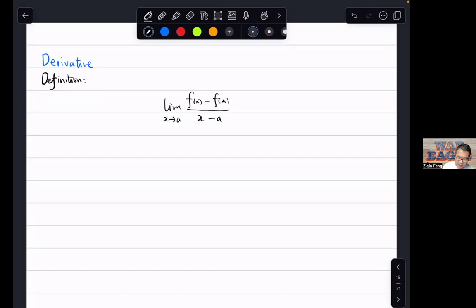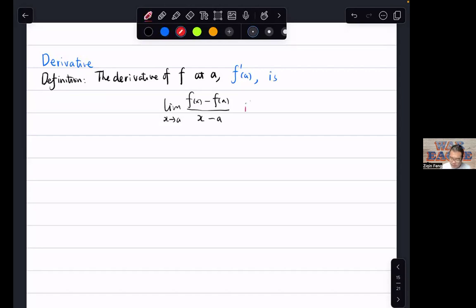So we call that the derivative of f at a. We don't want to write this all the time, so we give a notation for that, which is f prime of a. It is the following limit. Sometimes the limit doesn't exist. For sure, there's some function where the limit doesn't exist.